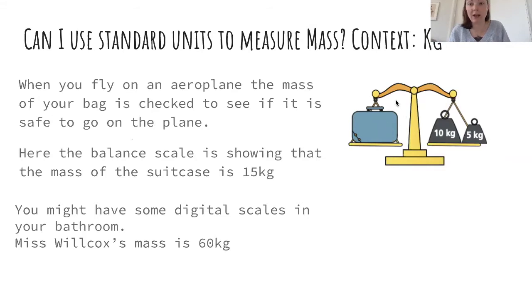We looked at these earlier. And here, instead of these saying grams, they say kilograms. So this suitcase, the mass of the suitcase is 15 kilograms. It weighs the same as these 2 kilogram weights, a 10 and a 5.